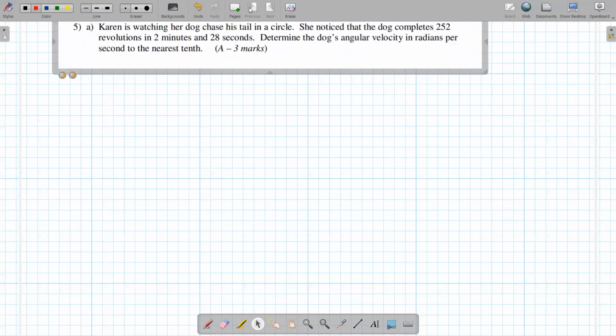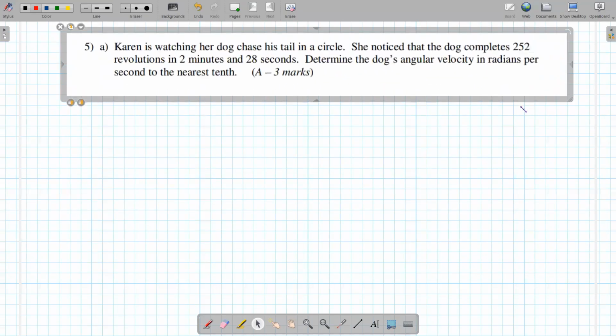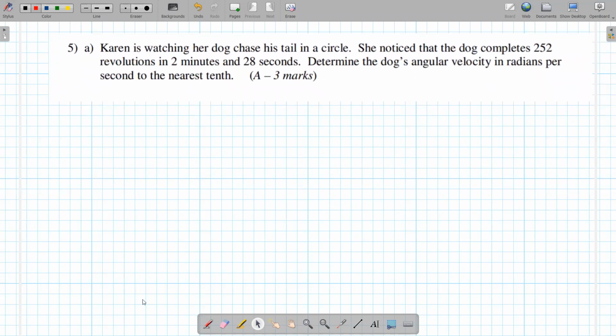This one's a difficult one. It's not really difficult, but so what's going on here? The dog completes 252 revolutions in 2 minutes and 28 seconds. What is the angular velocity? So the angular velocity W is given by theta in radians divided by time in seconds.